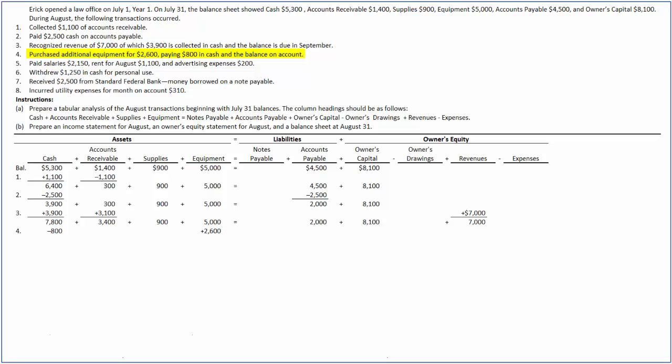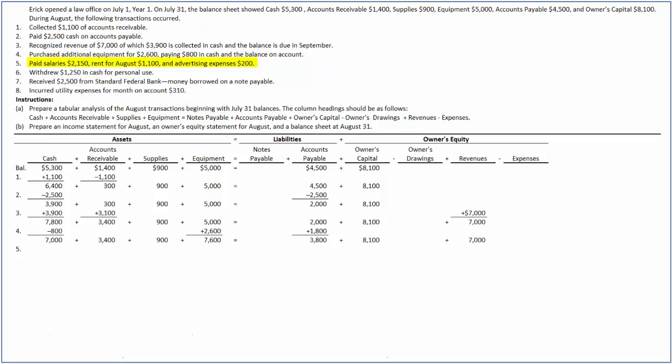Correspondingly, it increases accounts payable, a liability, by $1,800. The debits and credits are equal. After the transaction, cash has decreased to $7,000, equipment has increased to $7,600, and accounts payable has increased to $3,800. There are no changes in other accounts.